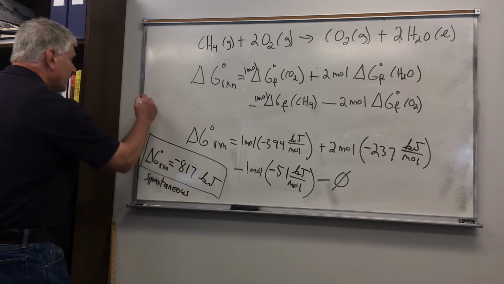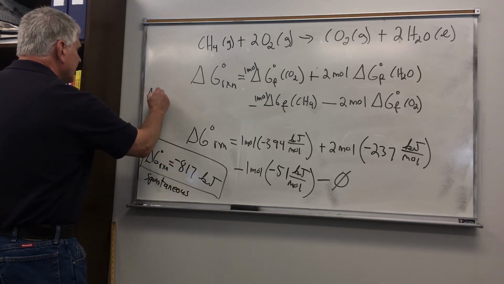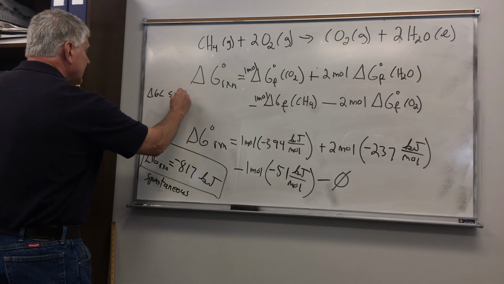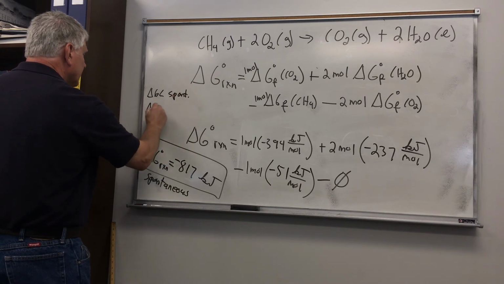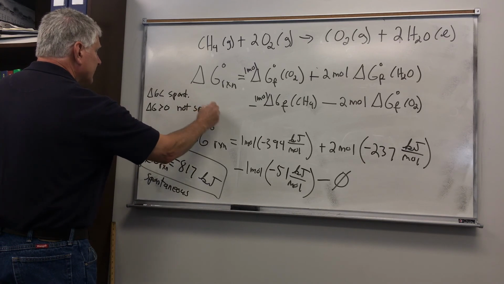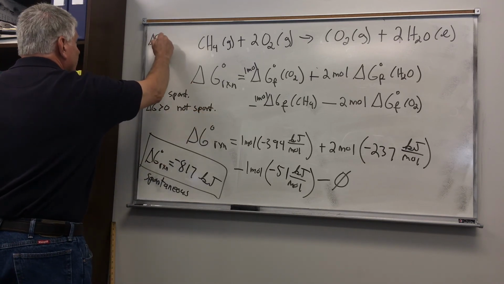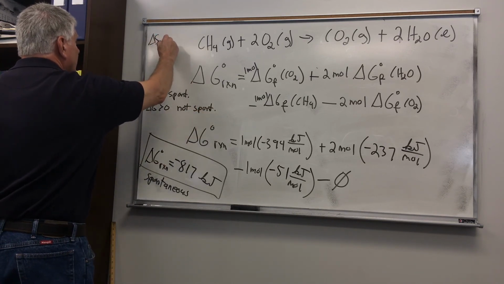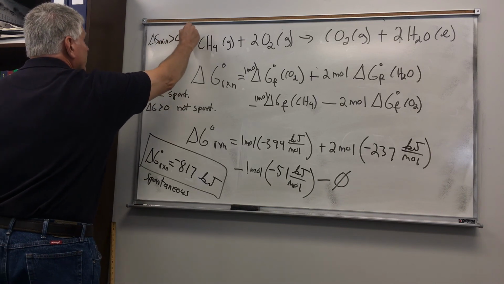So remember, delta G negative, spontaneous. Delta G positive, not spontaneous. Delta S of the universe, positive, is spontaneous.